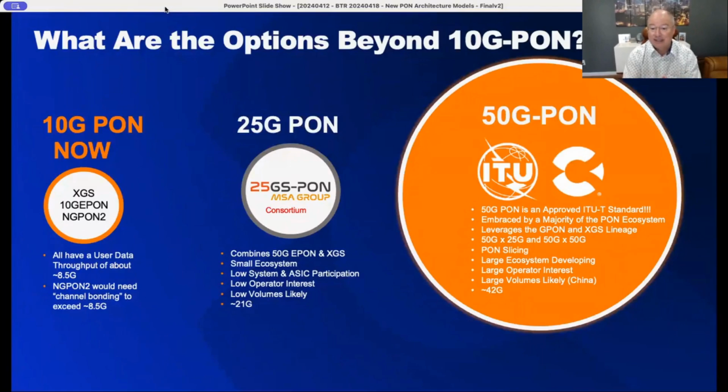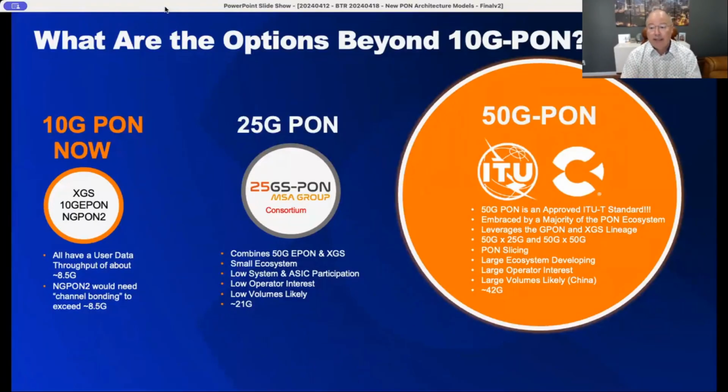That's why the document's really light. It's about 20 pages or less. And the reason why the 25GS PON MSA was formed is because 25 gig PON was rejected by both of those standards organizations, the IEEE as well as the ITU-T. So what we're seeing here, and Kevin touched on it as well, there is low system and ASIC participation. Kevin talked about the CPE and its price point is still going to be relatively high. And the reason for all of this is the low ASIC participation and likely low volumes.